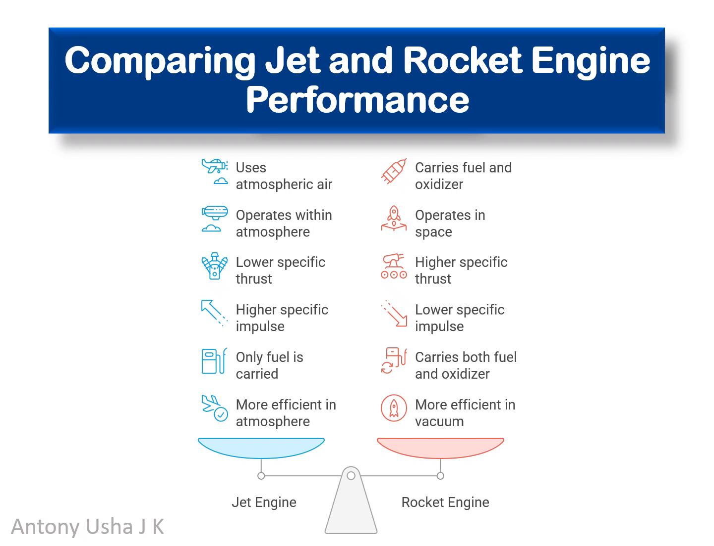Speed: jet engines power aircraft up to Mach 3, and rockets can exceed up to Mach 20. Endurance: jets can operate for hours, while rockets burn fuel rapidly and operate for minutes. Hence, jet engines are optimized for atmospheric flight, while rocket engines are built to conquer the vacuum of space. So each plays a vital role in modern aerospace technology.